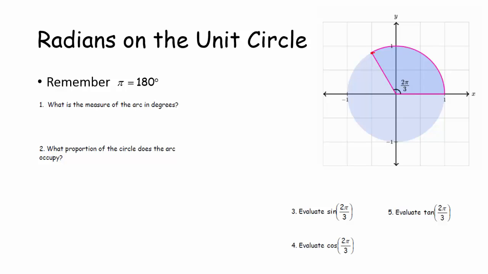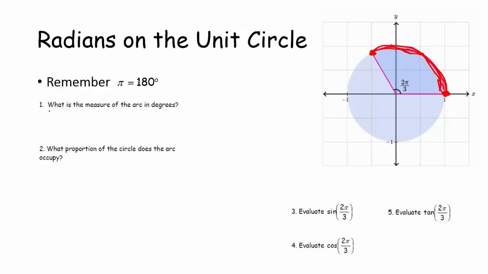So we've got this arc swept out here that is 2 pi over 3 radians in standard position. So standard position means we're starting right here, sweeping 2 pi over 3 radians to here, stopping, and there's our arc. There, so I've got it nice and bolded in red. So first let's figure out what is the measure of the arc in degrees.